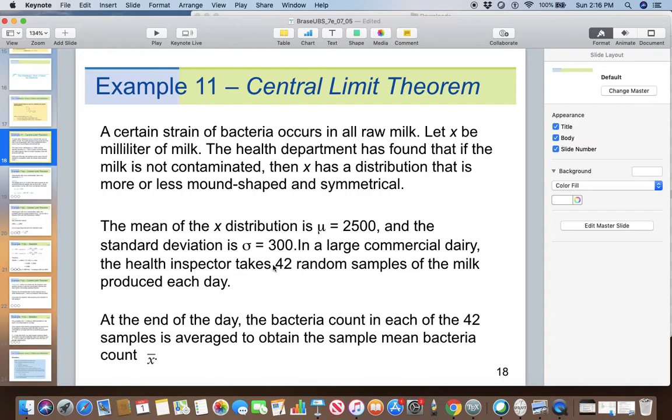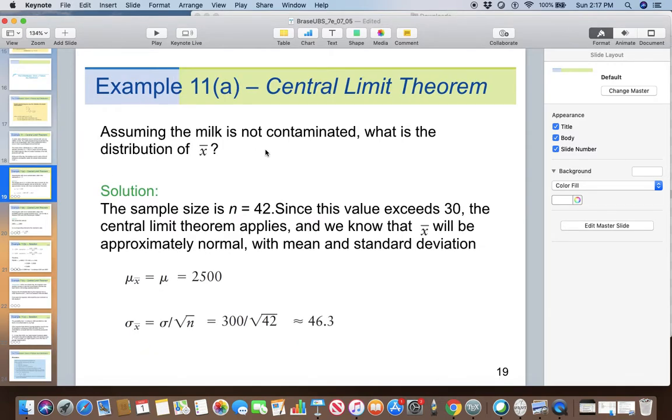In a large commercial dairy, the health inspector takes 42 random samples. So n is more than 30, which is good. Notice they are not telling us that X is normal, because we don't know it is normal. At the end of the day, the bacteria count in each of the 42 samples is averaged to obtain the sample mean bacteria count, X bar. Assuming the milk is not contaminated, what is the distribution of X bar?